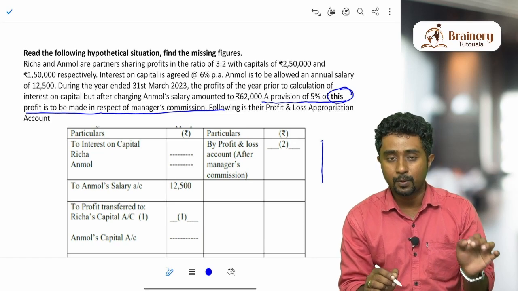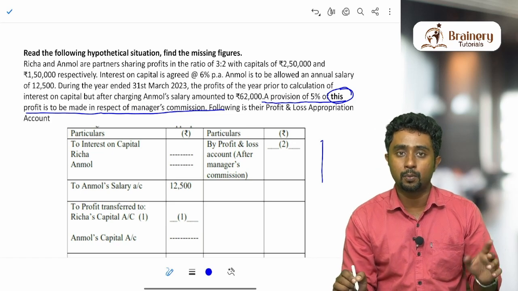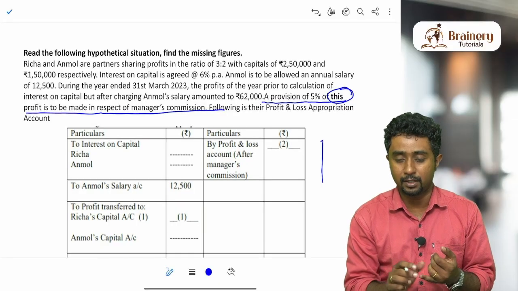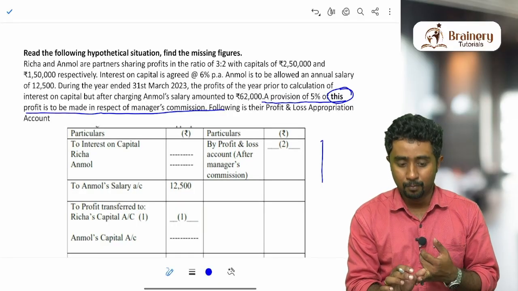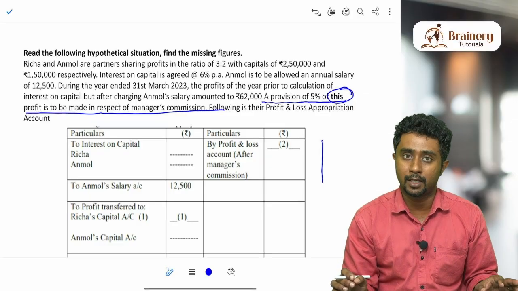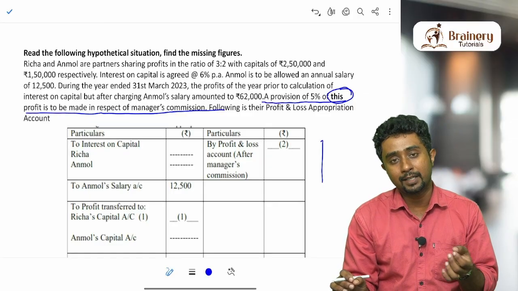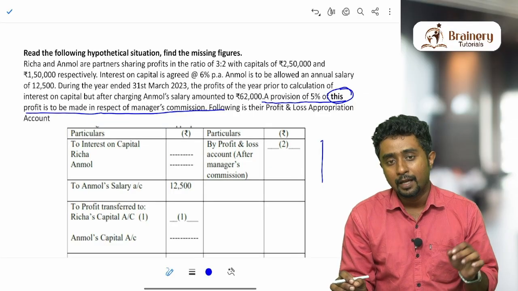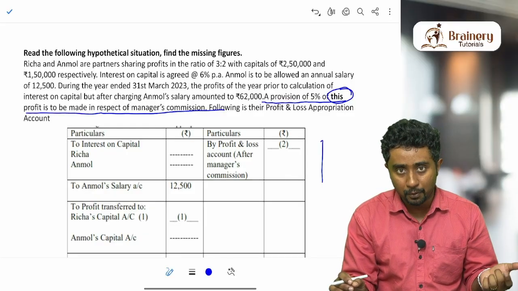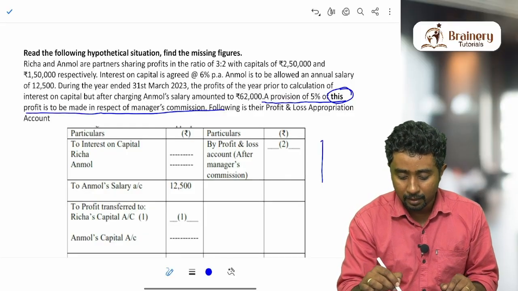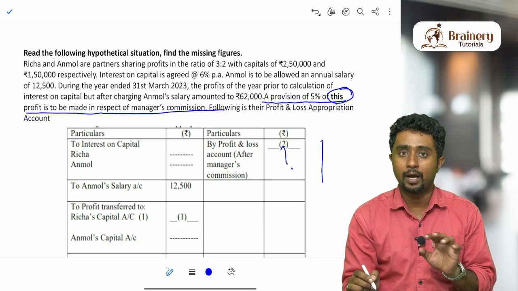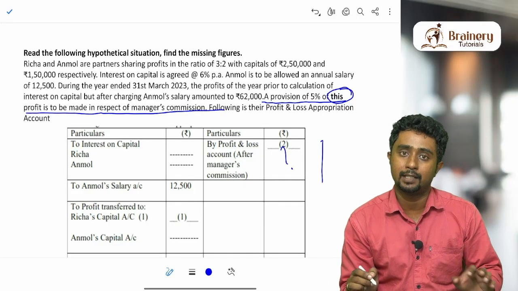Manager's commission is the only amount in this paragraph that goes to profit and loss account. That you already know, because after manager's commission what is there? Annual salary and then the interest on capital is only coming. Both these are going to profit and loss appropriation account only. So after calculating manager's commission, you have to deduct it from some amount of profit which will give you the net profit with which you can start profit and loss appropriation account. That means this place you have to write that amount which you get as the correct net profit.